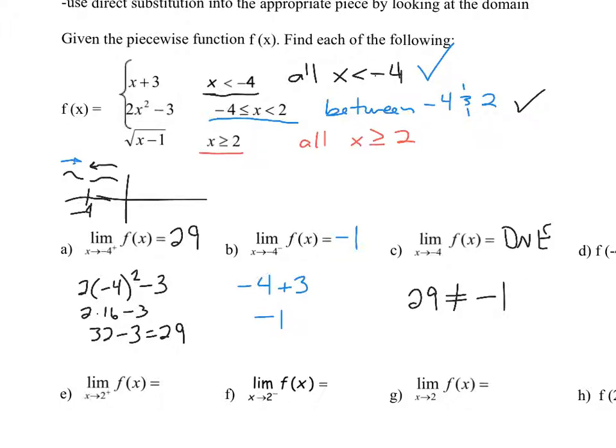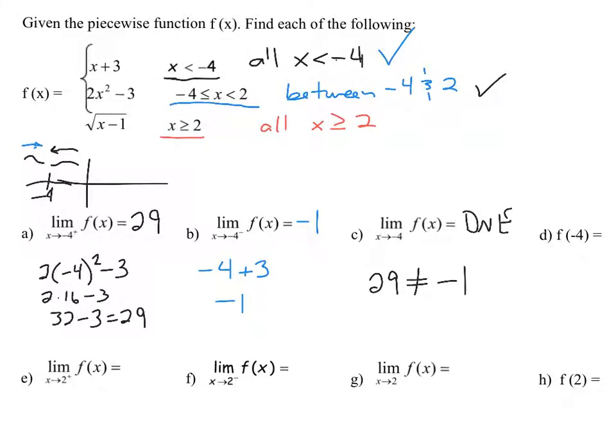Now, if I look at letter D, it says, what is f of negative 4? That's just plugging in negative 4. So the question is, do I plug in negative 4 to the first part or the second part? Well, I would actually plug it into the second part because it has to be equal to negative 4, and that equality is where I see it there. So if I plug in negative 4, I'm going to get 29, which was the same as I got from the limit from the right side of negative 4. So the functional value is 29, the limit from the right is 29, but the limit from the left is negative 1, so the limit does not exist.